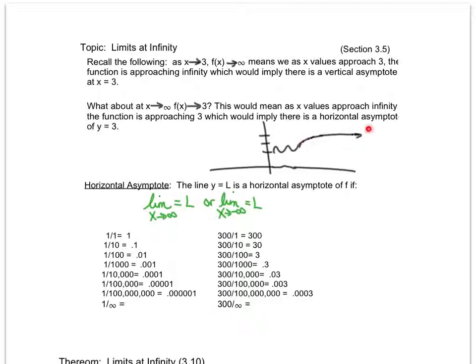So here would be a picture of that representation. I don't know what's happening with my function early on, but as I get larger and larger, I'm approaching a y value of 3. How do I determine if a horizontal asymptote exists? It exists because the limit as x approaches infinity, if it approaches a number, or as it approaches negative infinity, if it approaches a number, that means that number it's approaching is a horizontal asymptote. So that's one situation that occurs.